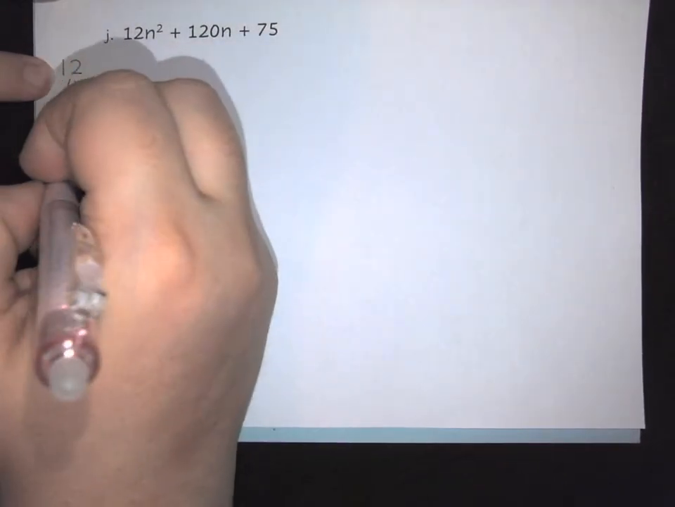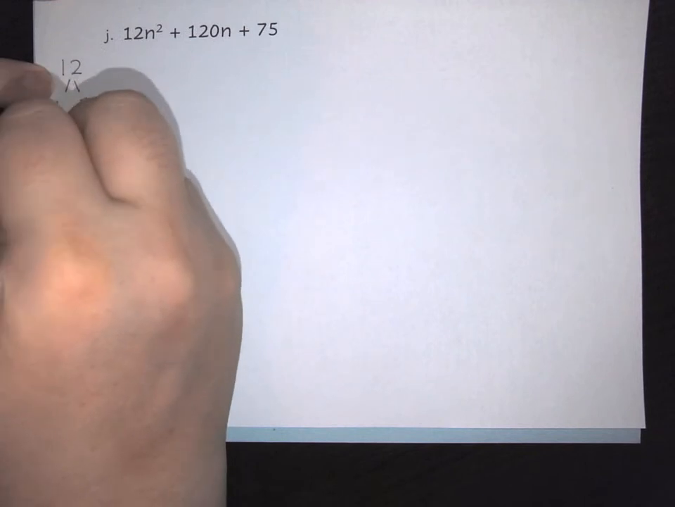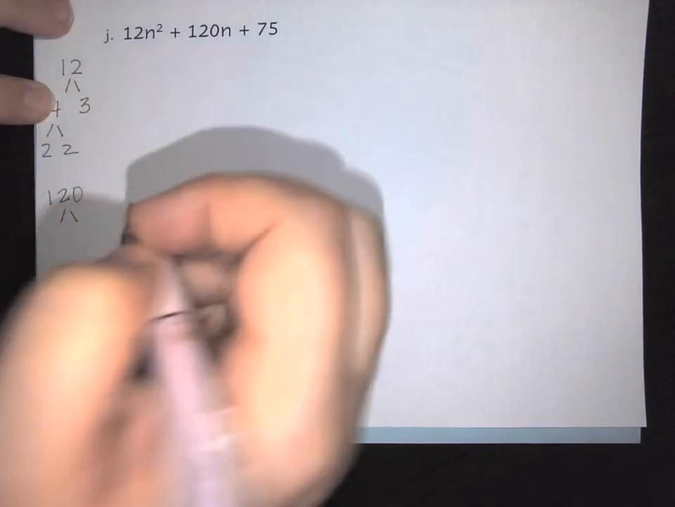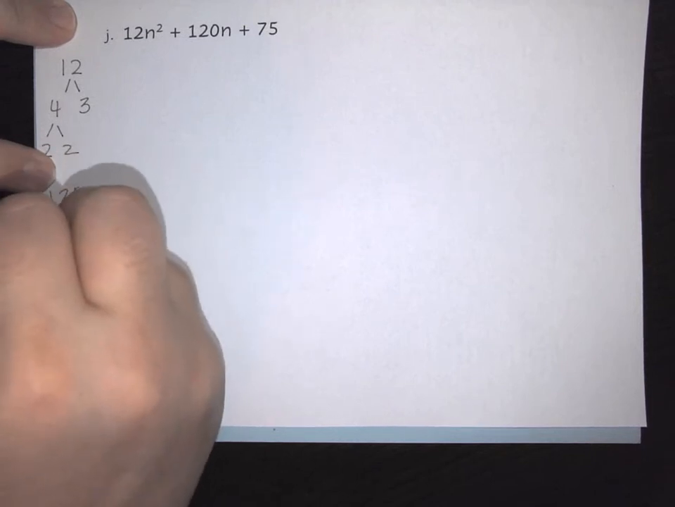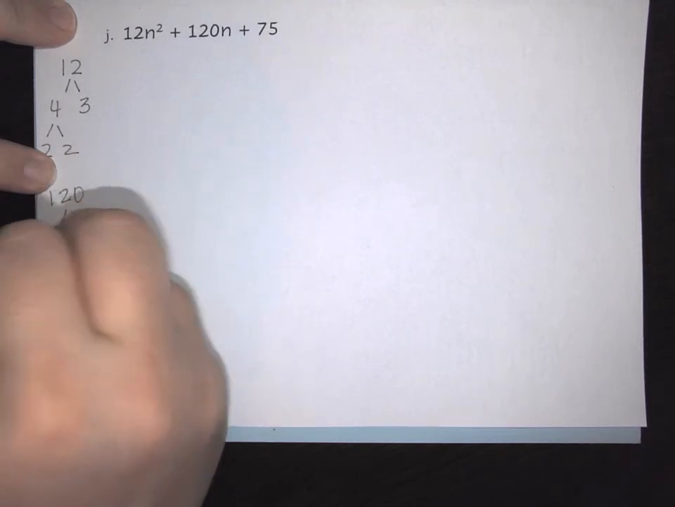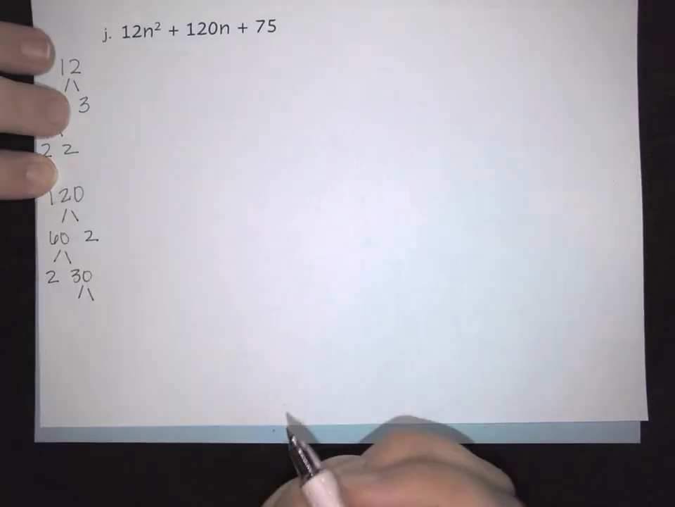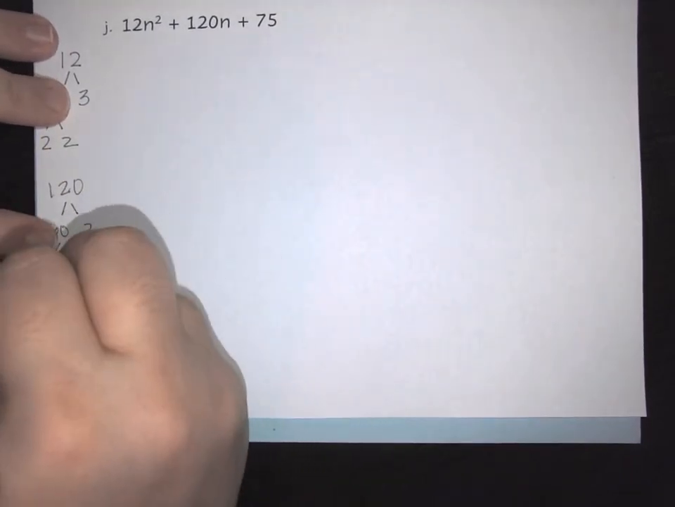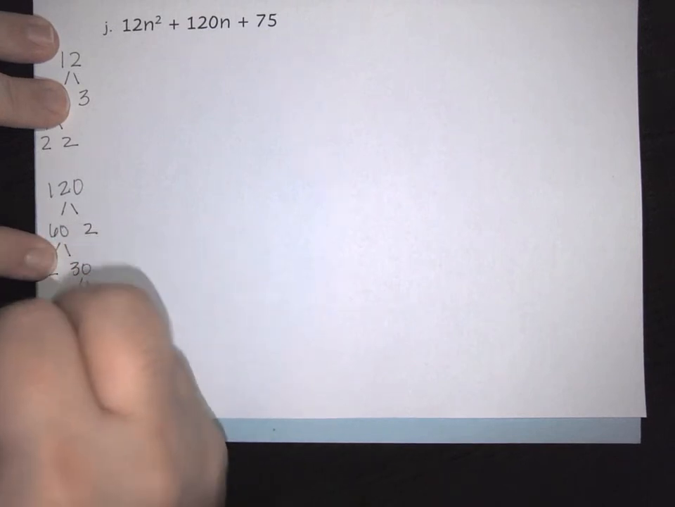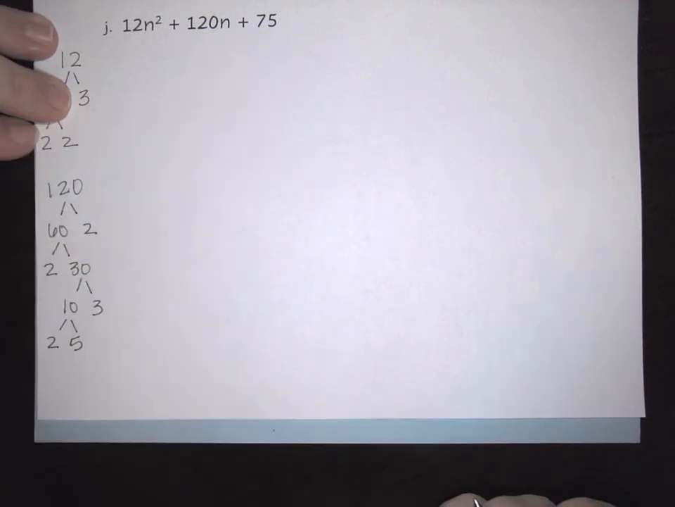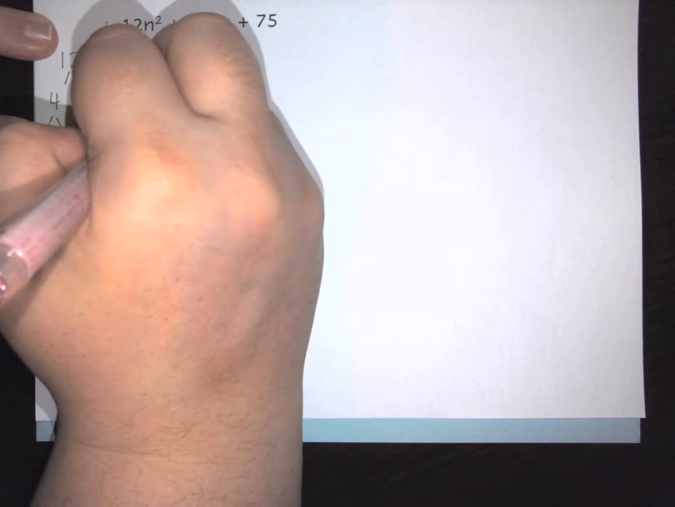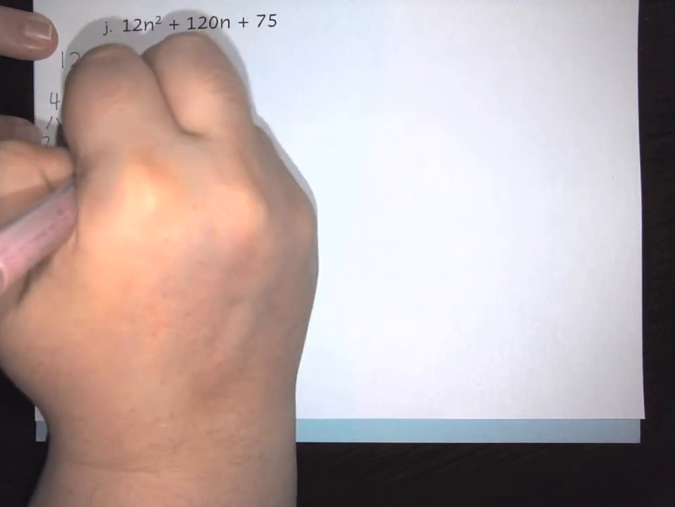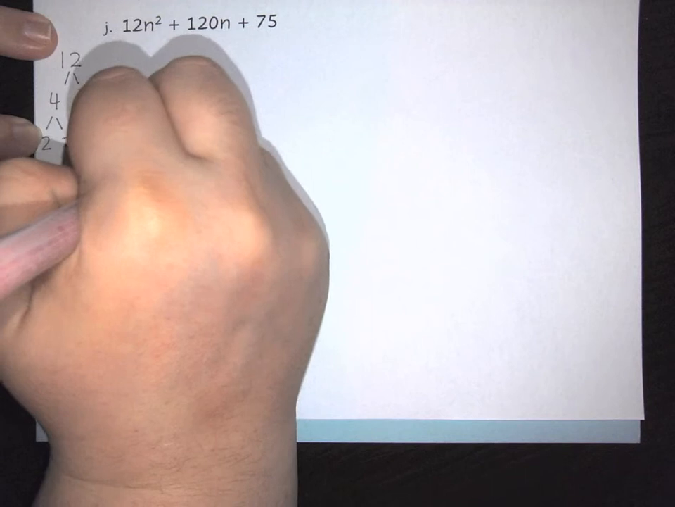I then have 120. So my 120 here is going to factor down into 60 times 2. My 60 can become 2 and 30. My 30 can become 10 and 3. And of course 10 becomes 2 and 5. And then the last thing I have is 75. So 75 is going to factor down to 15 and 5. 15 becomes 5 and 3.